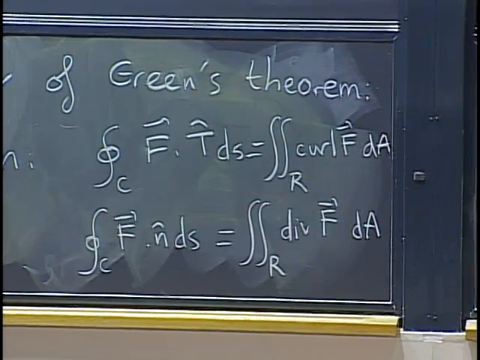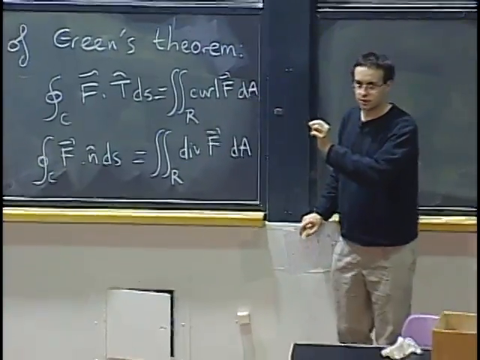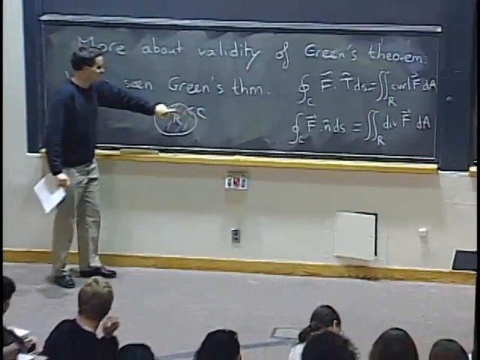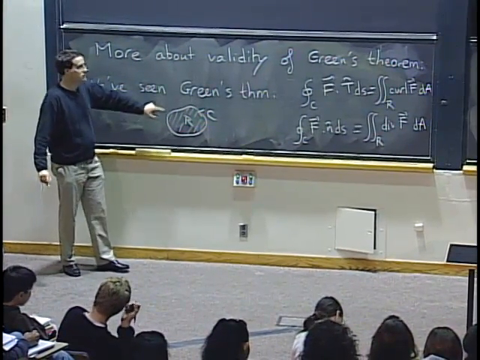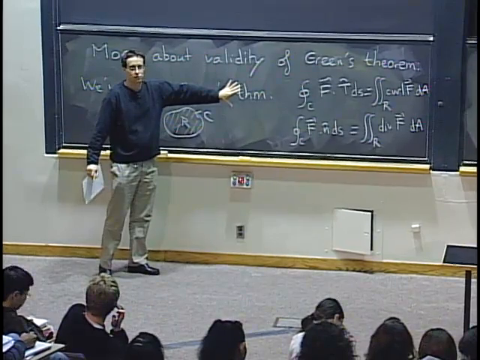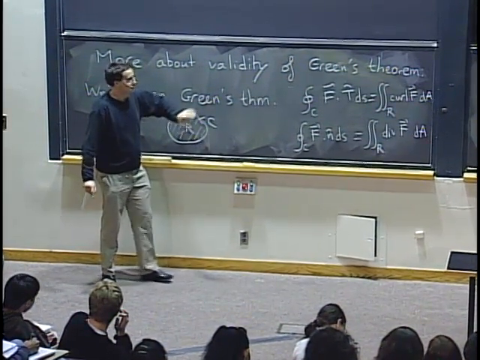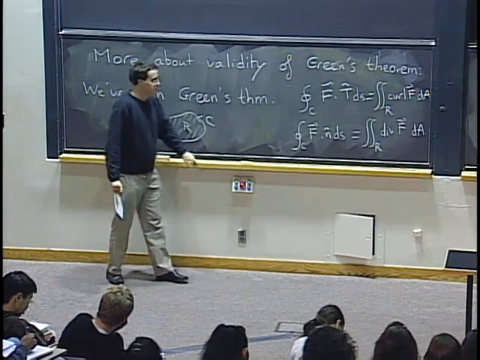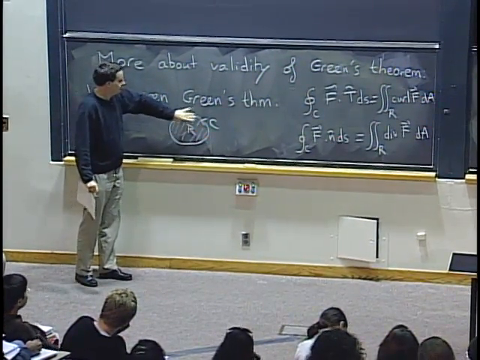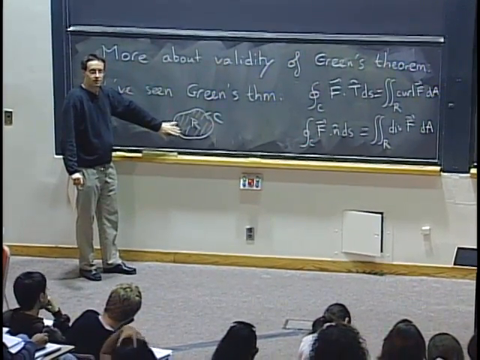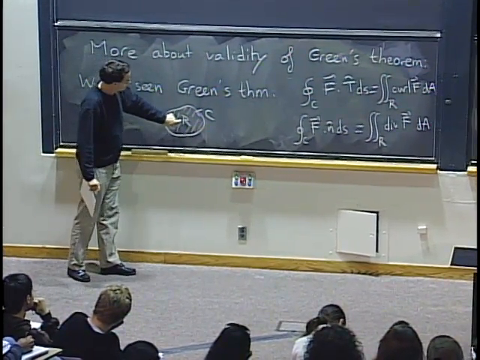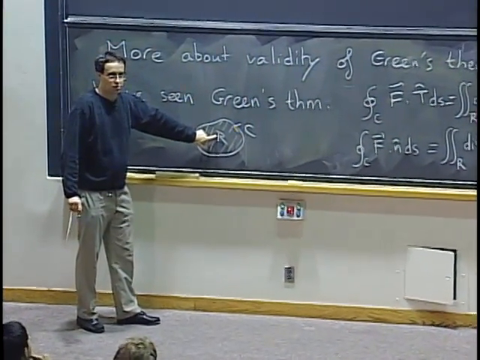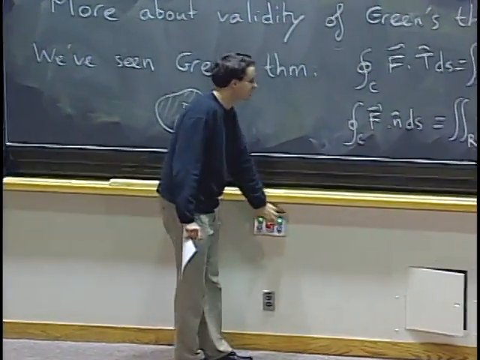So in both cases, we need the vector field to be defined. The left-hand side makes sense if the vector field is just defined on the curve, because it's just a line integral on C. We don't care what happens inside. But for the right-hand side to make sense, and therefore for the equality to make sense, we need the vector field to be defined everywhere inside the region. If there's a point somewhere in here where my vector field is not defined, then it doesn't work. And actually we've seen that example.